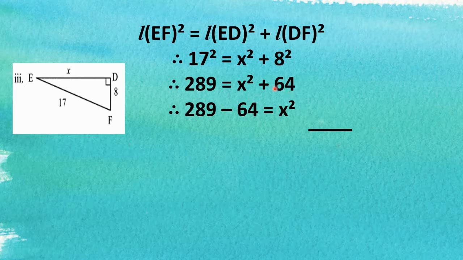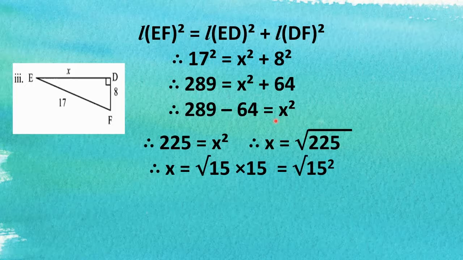Now 64 we will take on the left hand side and it will become negative. So 289 minus 64 is equal to x square. So here x square is equal to 225. Students, here we have to find out the x, and here we have x square. So we will take square root. So square root of 225. So here we will further factorize this.